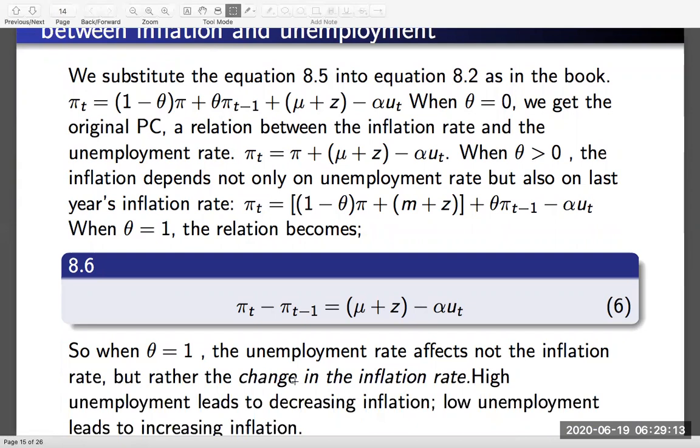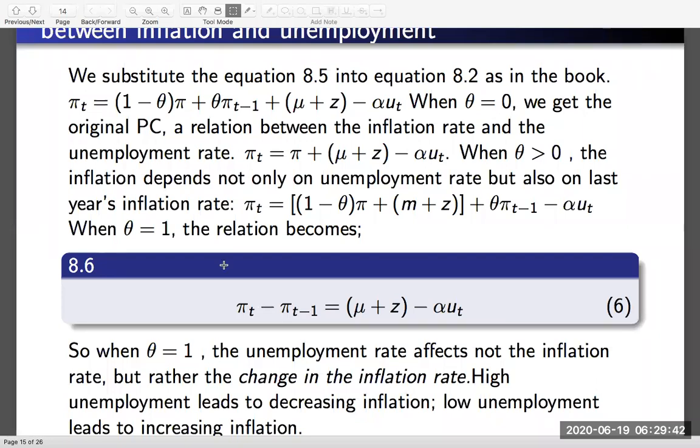Equation 8.6, or equation 6 on this slide, is important because it explains that when theta is no longer constant, in looking at the relationship between inflation and unemployment you need to be looking at a change and not just a level. So that is what happened over time.